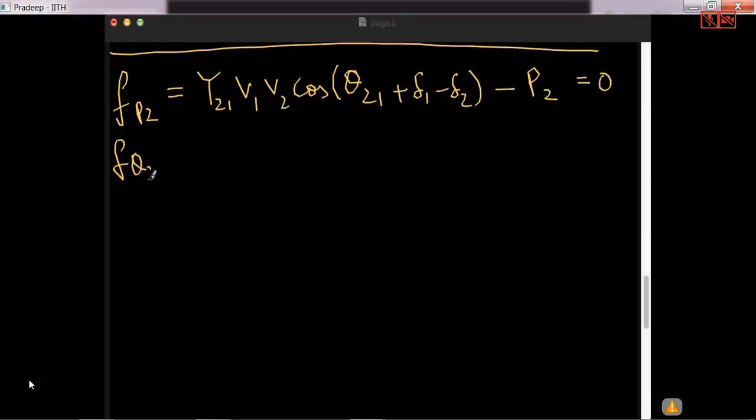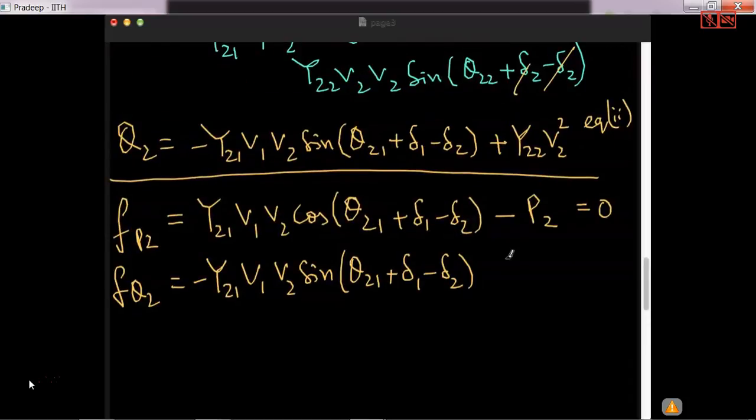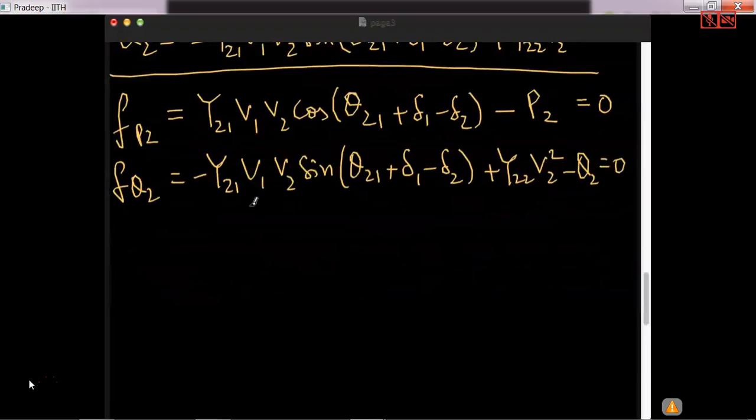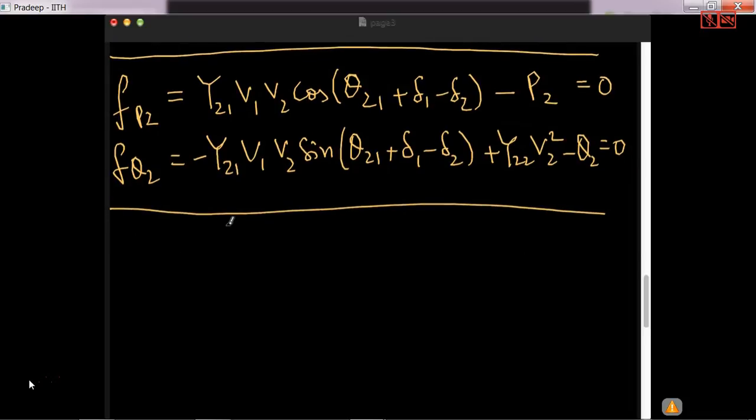I have another function and that will be Y21 V1 V2 sine of theta 21 plus delta 1 minus delta 2. There will be a minus sign here, plus Y22 V2 square minus Q2 equal to 0. So this is my another function. Yeah, we already have FP1, FP2. So these are the two functions, the above two functions. Let's substitute the values.